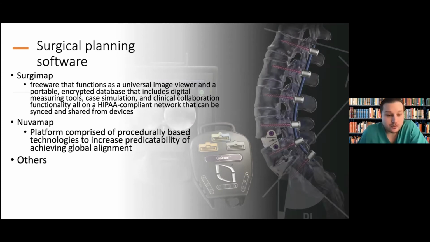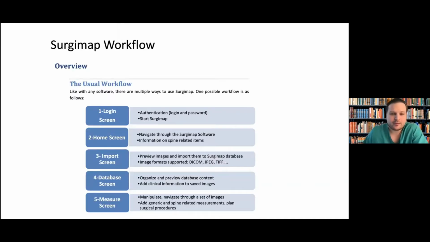NuVasive also has NuvaMap, which is very similar, except it's attached to the NVM5 software, which allows you to intraoperatively monitor your correction to see how much more you need if you need to perform an additional osteotomy and so forth. So I just want to walk through exactly how this works. You download the app, you log in, you go to your database, you import the images. You can do this whether a screenshot, DICOM, JPEG, then you measure those things and you can simulate.